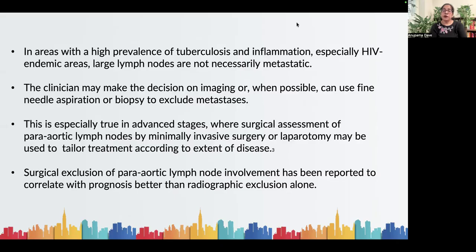This is especially true in advanced stages where surgical assessment of para-aortic lymph nodes by minimal invasive surgery or laparotomy may be used to tailor treatment according to the extent of disease. Surgical excision of para-aortic lymph node involvement has been reported to correlate with better prognosis than radiological exclusion alone.